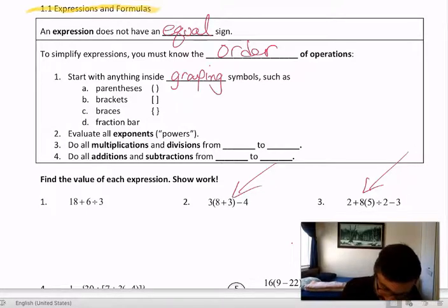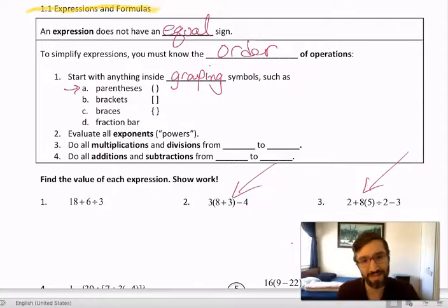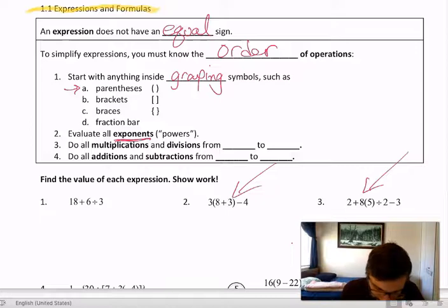The grouping symbols that you're probably most familiar with are parentheses, but there's also brackets and braces, and also a fraction bar is considered a grouping symbol. So we always start by simplifying, starting with anything inside grouping symbols. Then we evaluate exponents or powers. And then after that, we do multiplication and division from left to right.